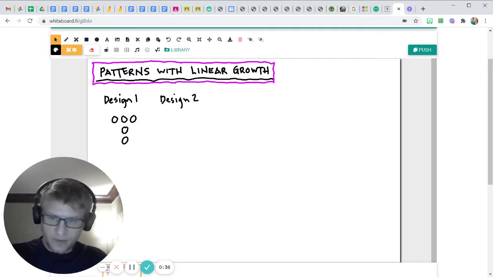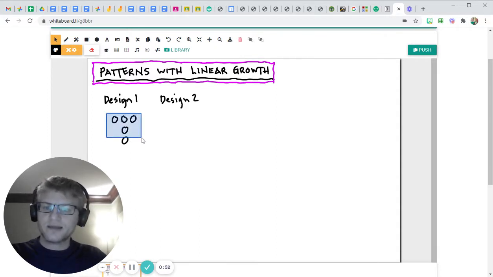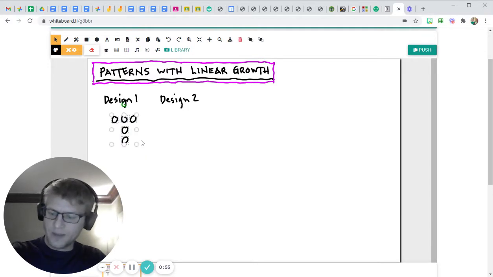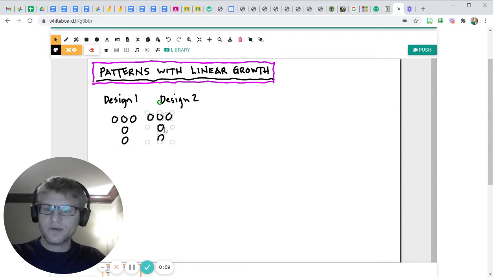So what we're going to do now is talk about how something grows and how a pattern grows. For instance, when I look at this pattern right here, I've drawn a pattern that has five circles, one, two, three across the top, and then four and five. And what we're going to say is this pattern is going to grow. So I'm going to select this group, copy and paste it, Control C, Control V, and then move it over. This is going to be my start of design two.